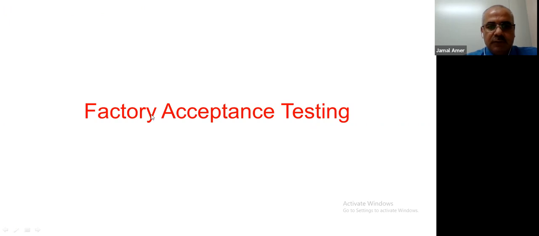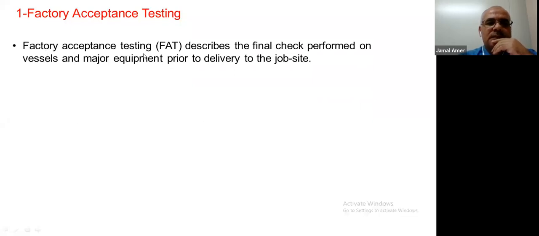So what is factory acceptance testing? Factory acceptance testing, we call it FAT, describes the final checks performed on the vessel or major equipment prior to the delivery to the job site. So this commissioning test is done for equipment which we imported from abroad, from the factory. A team from construction or operation, from different disciplines, from maintenance, will visit the factory to attend this test. We call it factory acceptance test.